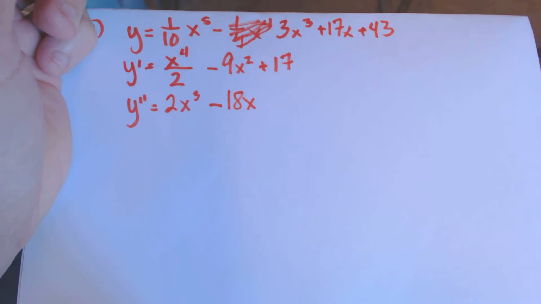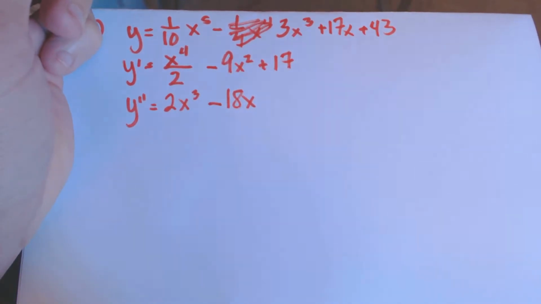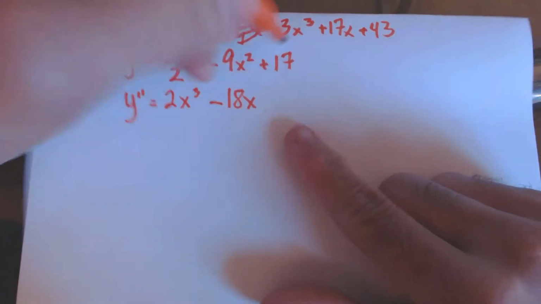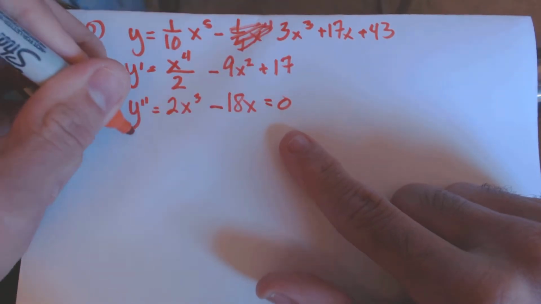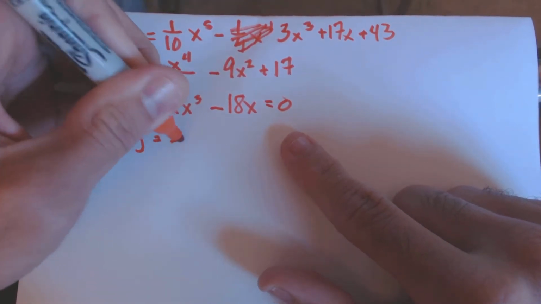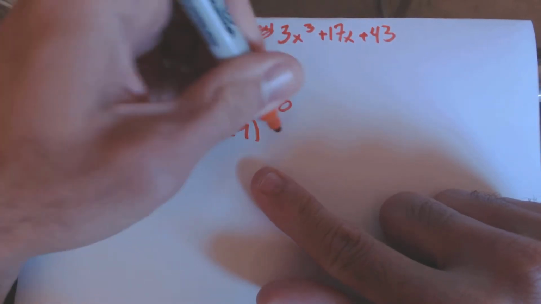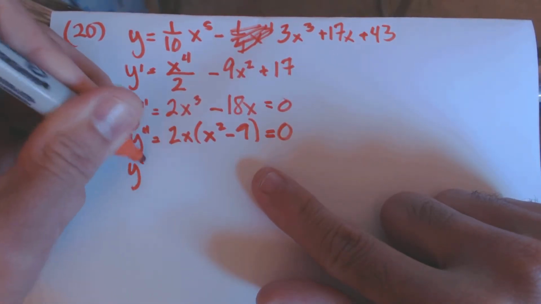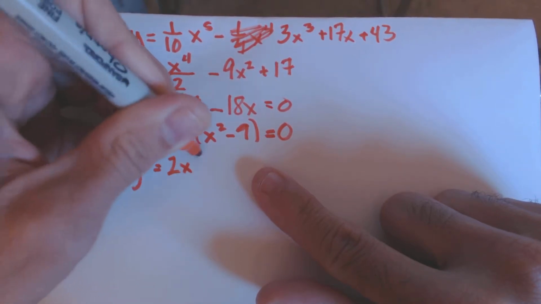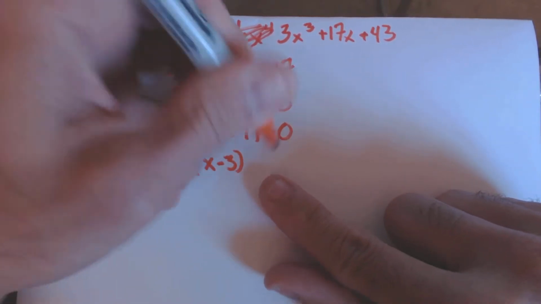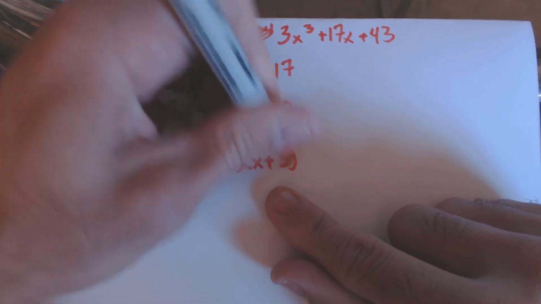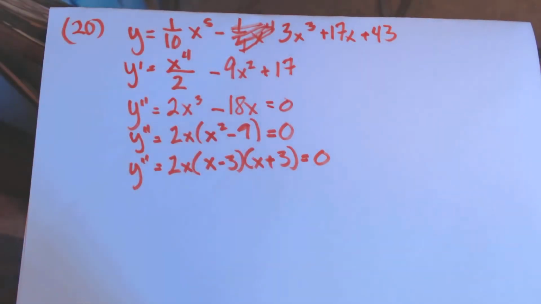Alright, now we need to set this equal to 0 and find the candidates for points of inflection. Let's factor out 2x. We're left with x squared minus 9. That factors further into x minus 3, x plus 3. So we have three potential candidates for points of inflection: 0, 3, and negative 3.